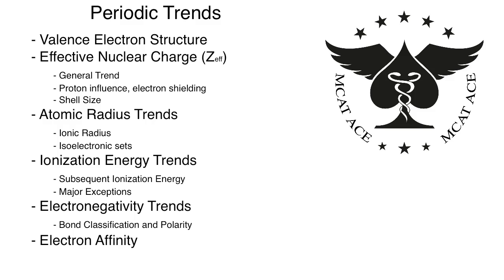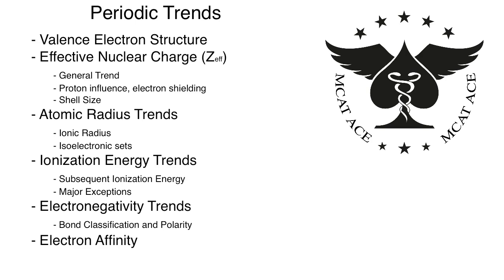Hi there everybody, welcome to another MCAT ACE video, and in this particular lesson we are going to be covering periodic trends. So this is when we look at the periodic table, the various trends that we come across or the assumptions that we can make as we go across the various families and periods in the periodic table.